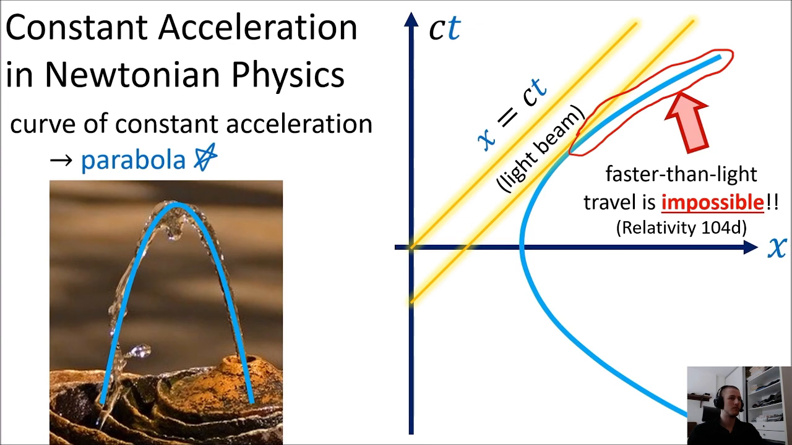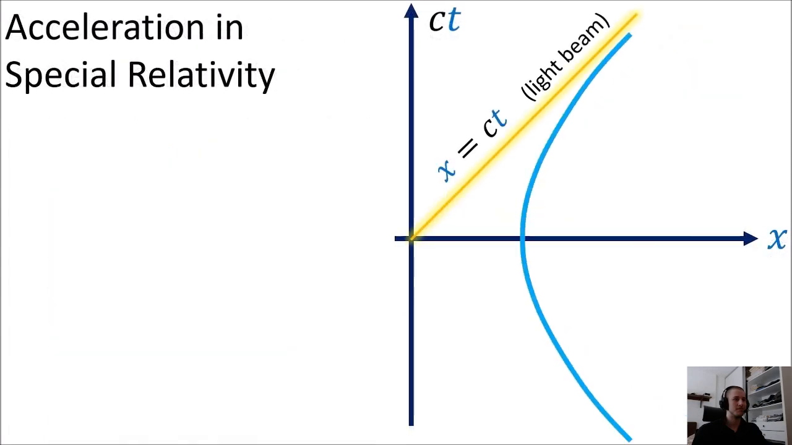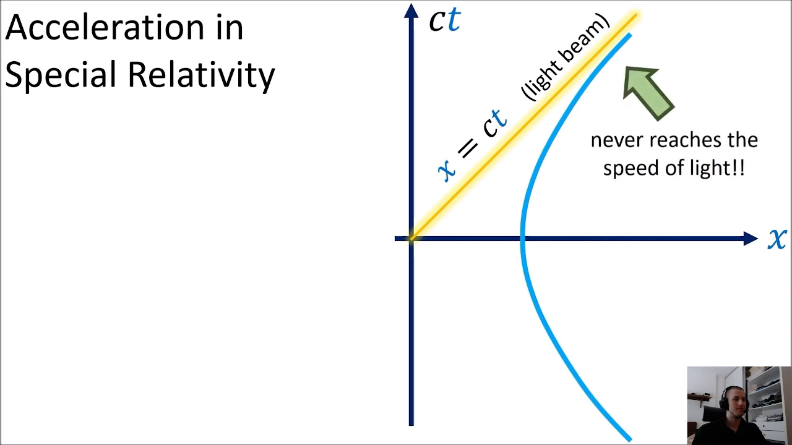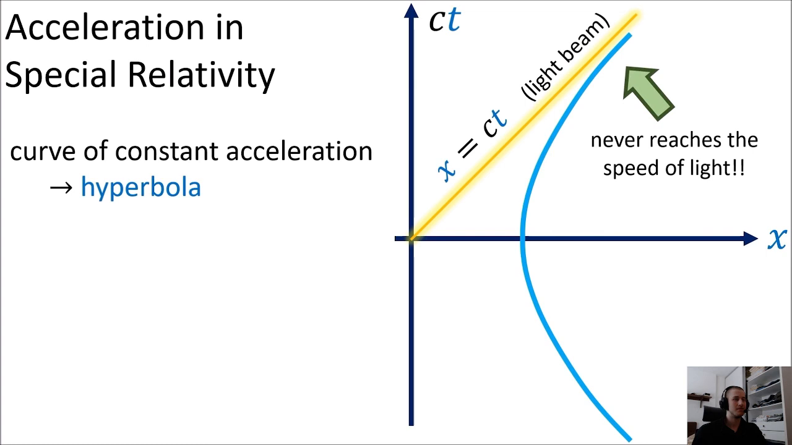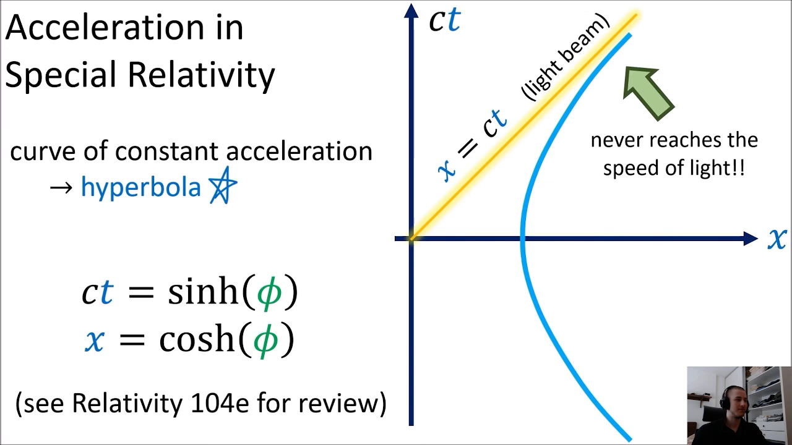So we know that an object undergoing constant acceleration in special relativity cannot trace out a parabola curve, because that would mean the object would eventually travel faster than light. Instead, we'd expect an accelerating object in special relativity to trace out a curve more like this, something that goes faster and faster but never actually reaches the speed of light. This curve of constant acceleration in special relativity is called a hyperbola, where the time and space coordinates are given by hyperbolic sine and hyperbolic cosine of the hyperbolic angle. See Relativity 104 Part E if you want to review hyperbolic geometry.